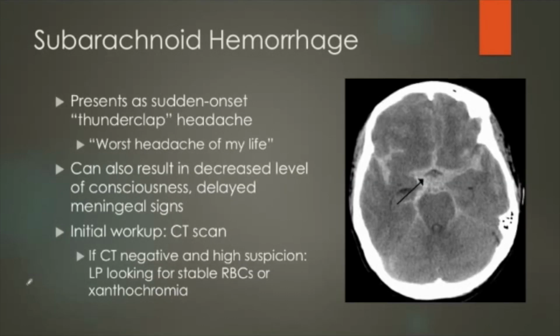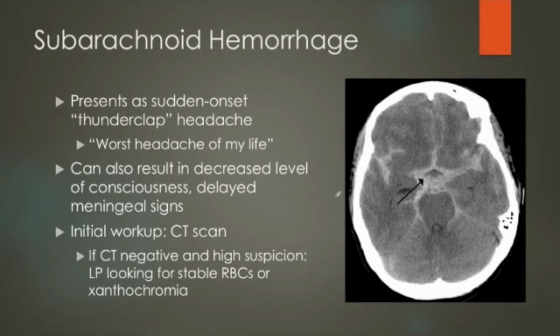Subarachnoid hemorrhage commonly presents as a sudden onset thunderclap headache. Patients often describe it as being the worst headache of their life and rate it as being 10 out of 10 pain. When this occurs, it's very fast onset.